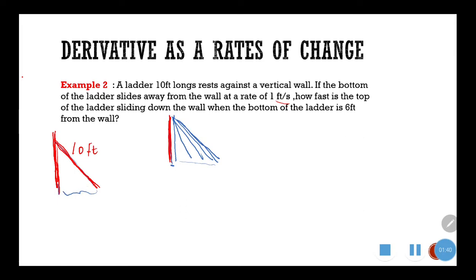So the distance between the ladder ni from the wall is changing at a rate of 1 feet per second. Katakanlah saya kata jarak daripada wall ni kepada bottom of the ladder ni is x. So in this case maknanya dx over dt is equals to 1 feet per second. Then the question asks, how fast is the top of the ladder sliding down the wall when the bottom of the ladder is 6 feet from the wall?